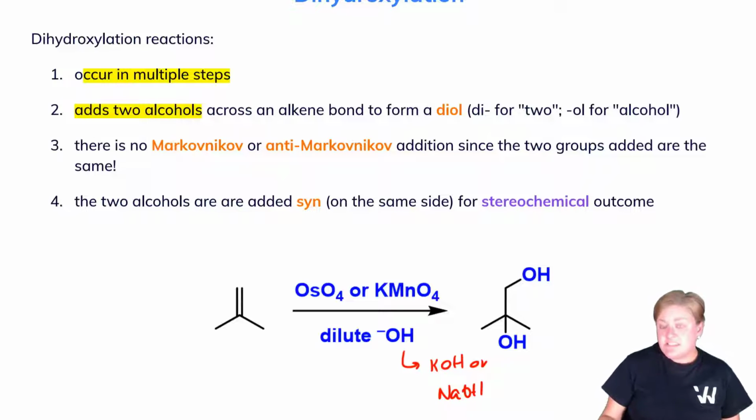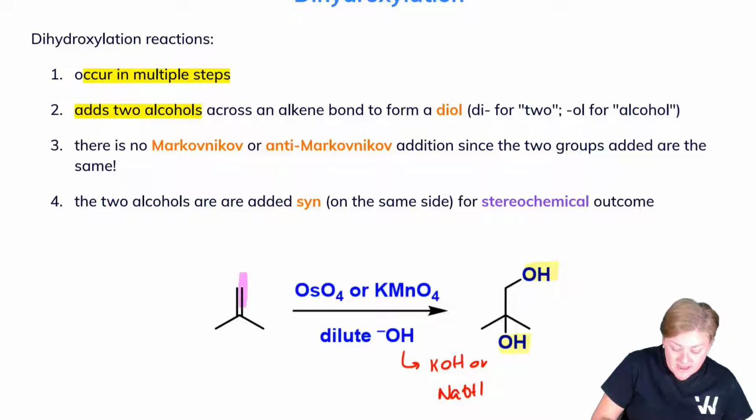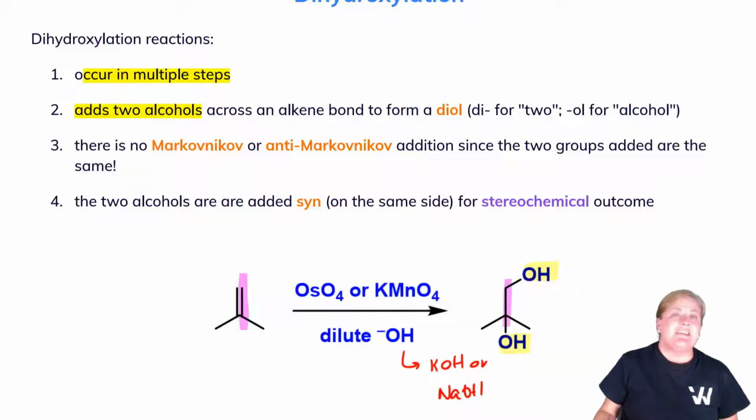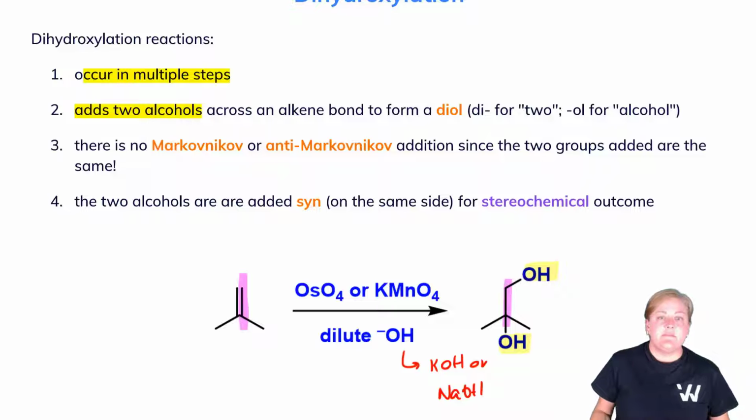Now again, you'll notice the addition of two OH groups here, and the transformation of the alkene to the alkane. So we have no Markovnikov versus anti-Markovnikov, but we have syn addition. So let's take a look at how this happens.